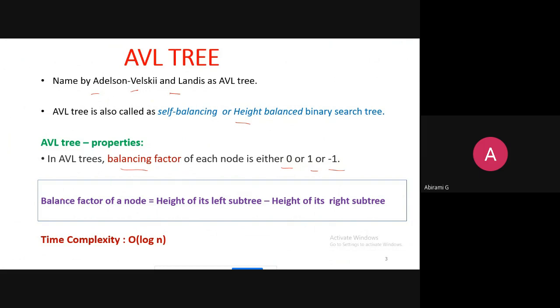As I said before, balancing factor and height are important terms here. How to find the balance factor? How to calculate the balance factor? The balance factor of any node is the height of the left subtree minus the height of the right subtree. Once it is balanced, we call this an AVL tree. And since it is a balanced one, its time complexity is order of log n. So the AVL tree time complexity is order of log n.